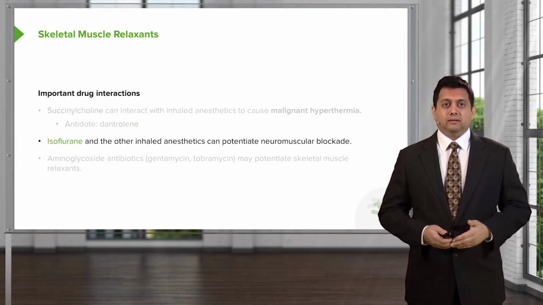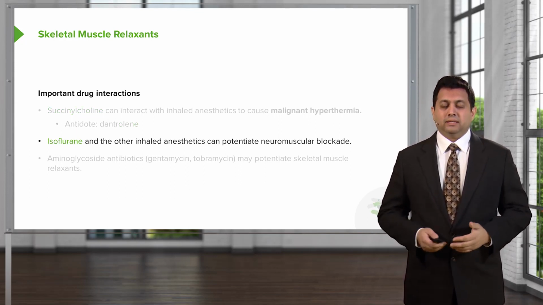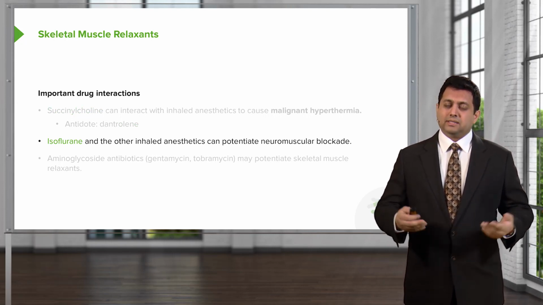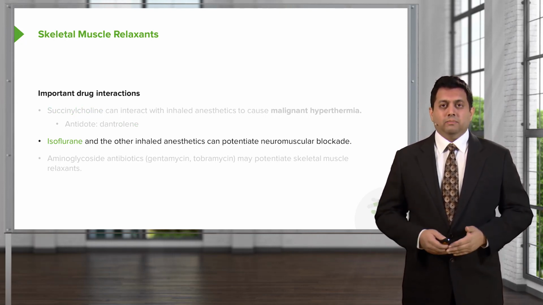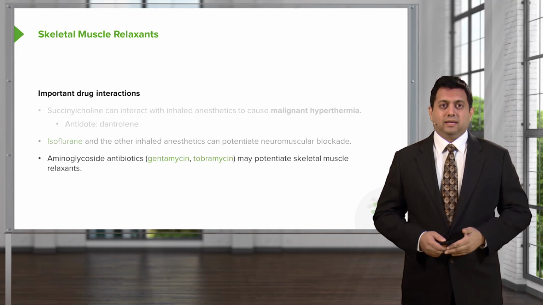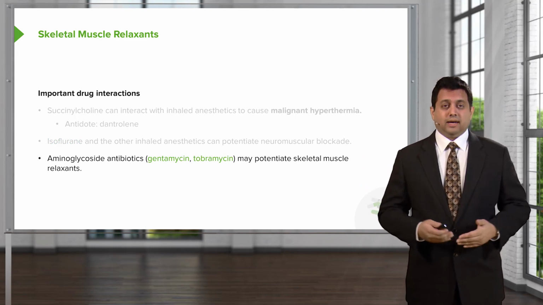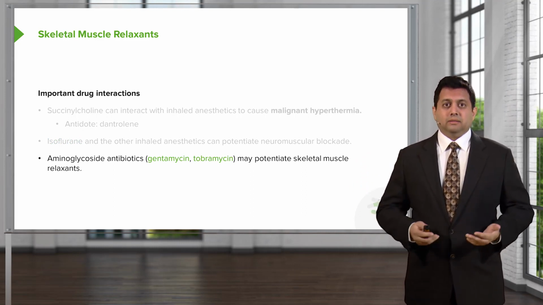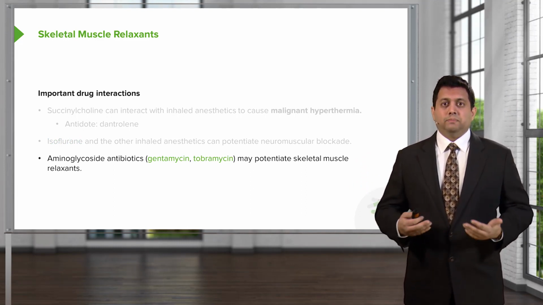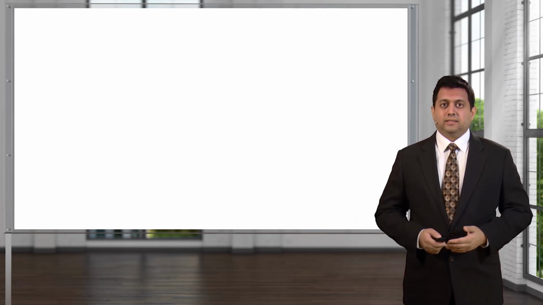Isoflurane and other inhaled anesthetics can also potentiate neuromuscular blockade. So this is something that we have to keep in mind when we're administering anesthetic drugs. Now, aminoglycoside antibiotics will also interact with succinylcholine. Gentamicin, tobramycin, these may potentiate skeletal muscle relaxants.